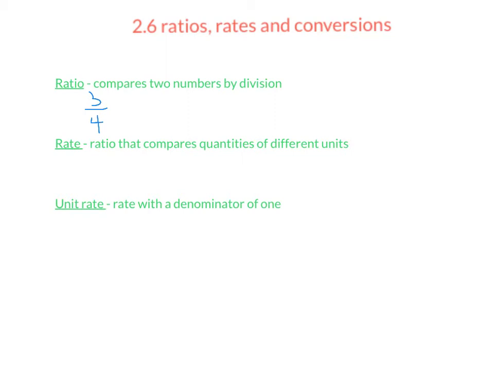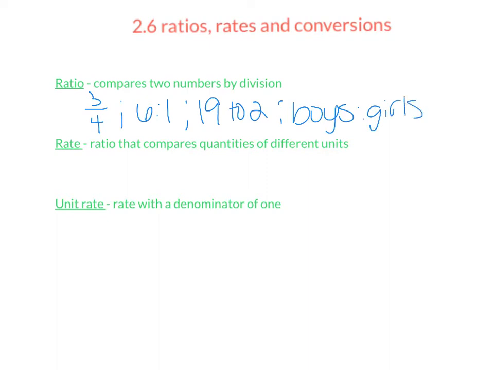You could also compare it using a colon. You would say 6 to 1. So you're comparing 6 and 1. You could actually write out the word to and say 19 to 2. Or if you want a real life example, I could compare the number of boys in a class to the number of girls in a class. And you could write the number of boys to girls using any of these.